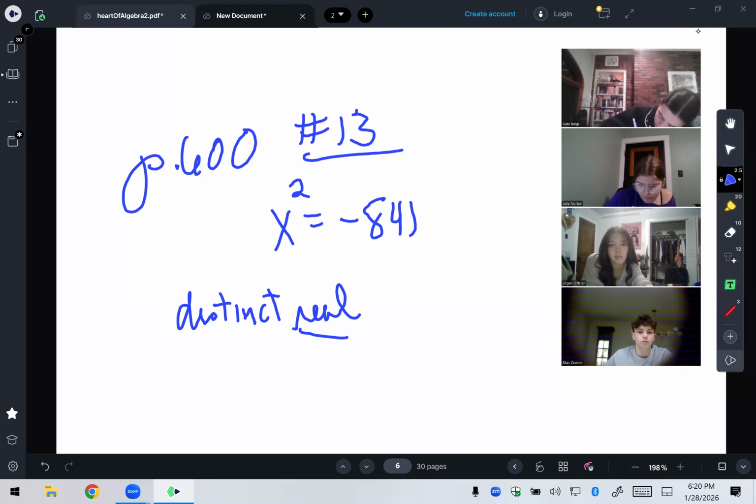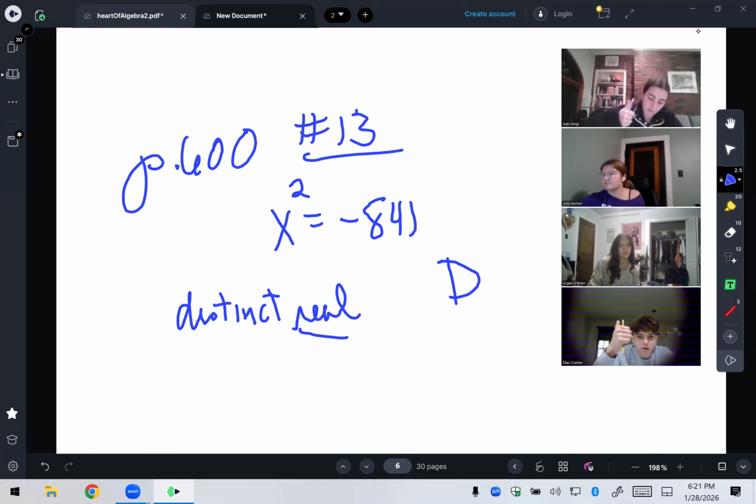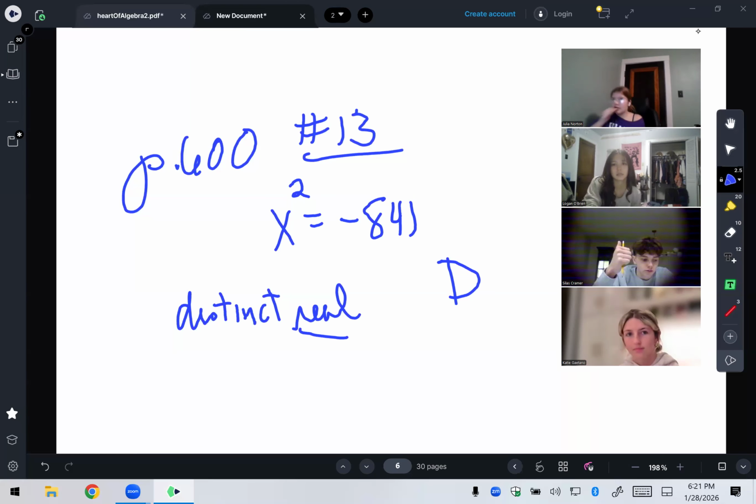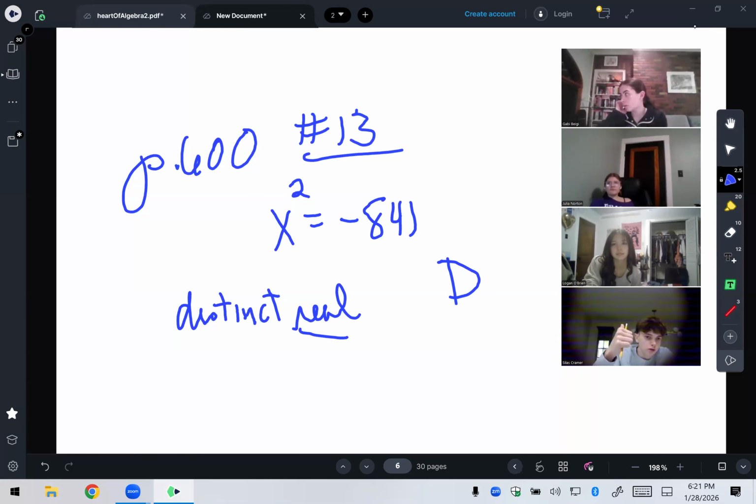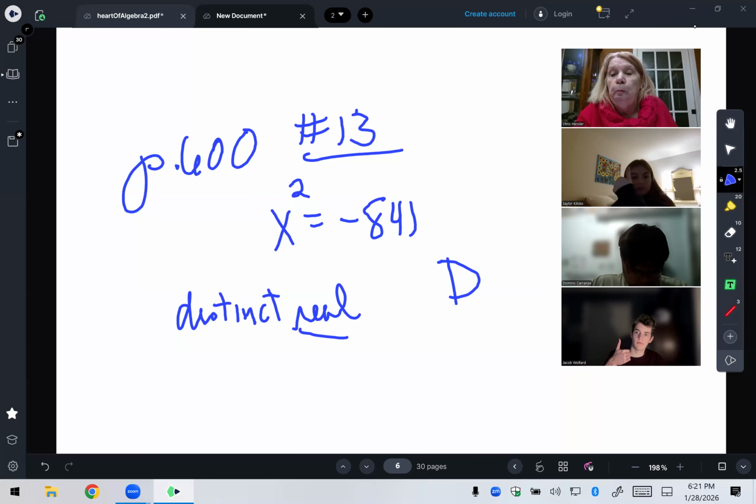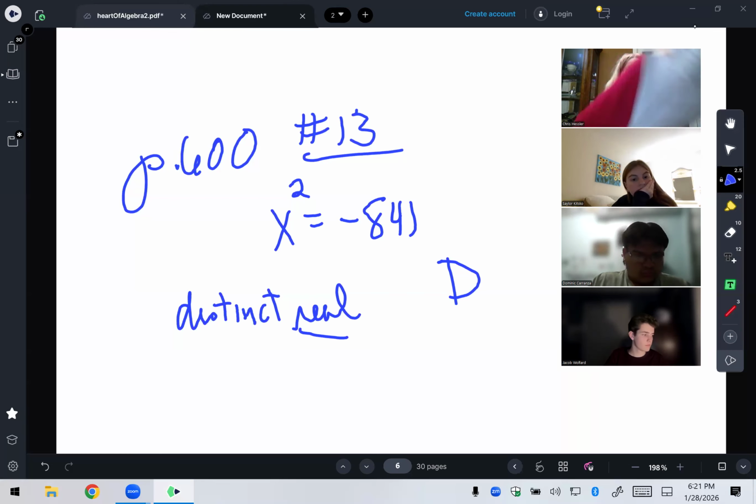So can you ever square a real number and get a negative? You should be saying no. So the answer is D. Everybody see that one? Good. Julia and Gabby, you're good? Okay, next group. Jacob and Dominic, you're good? And you know i is the square root of negative 1, but you don't really need it on the test.